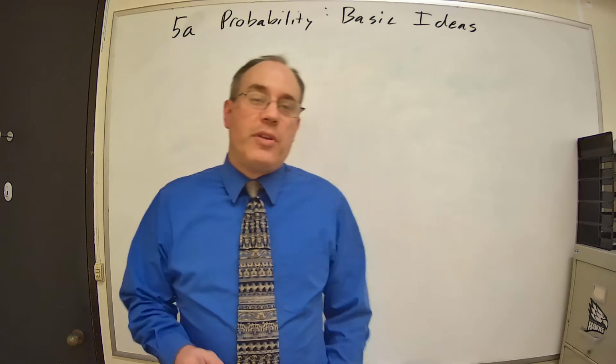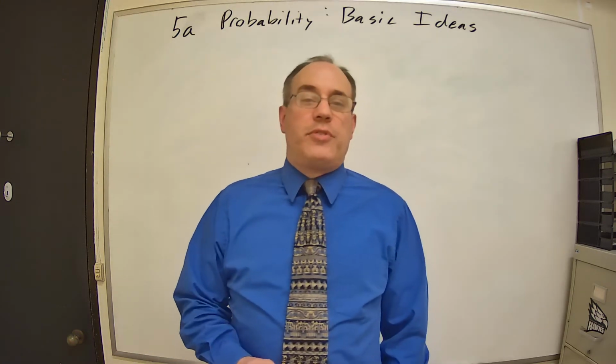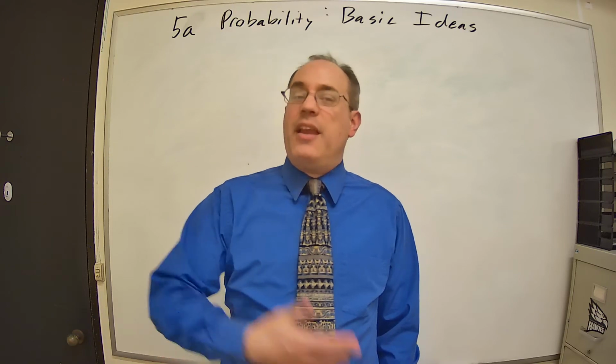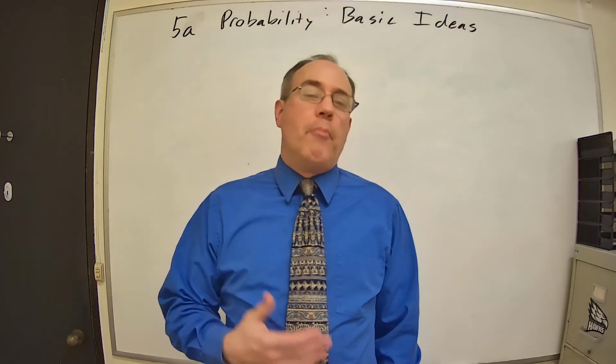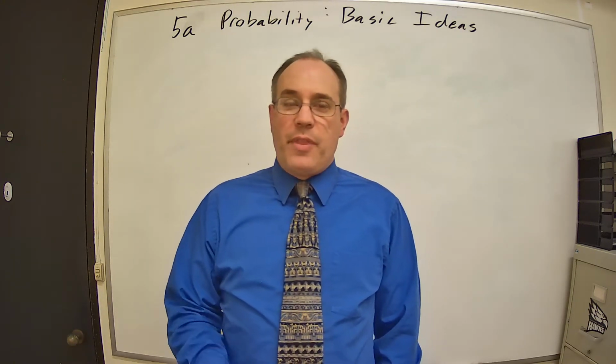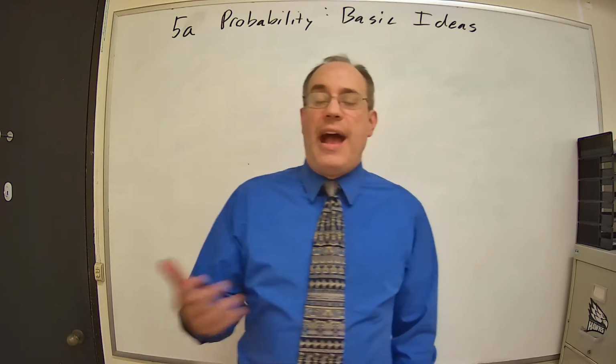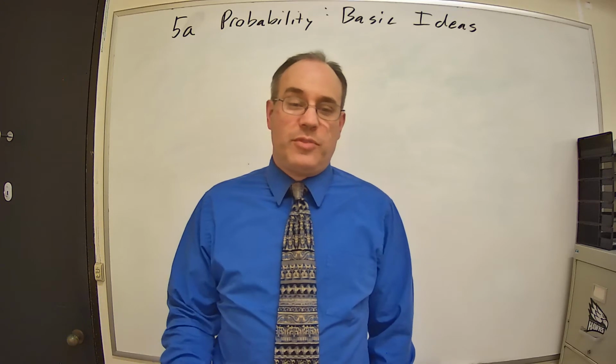The probability is known as the proportion of times that an event occurs in the long run. Like I said, if I flip a coin 1,000,000 times, half of those would be heads, half of those would be tails. So in the long run.